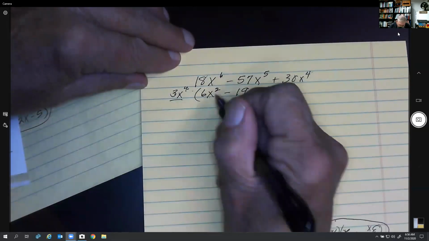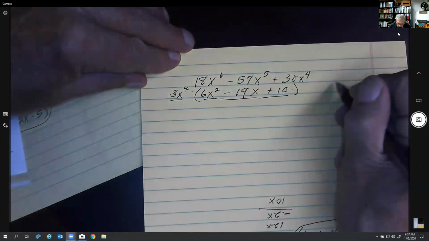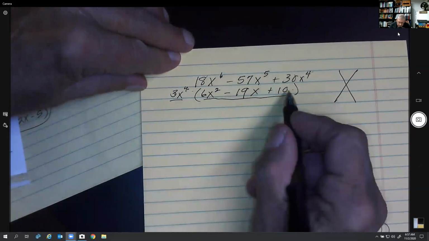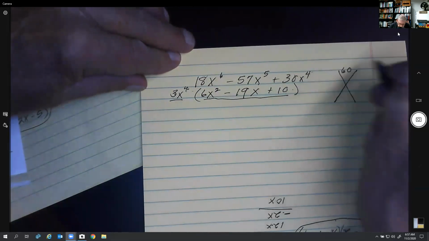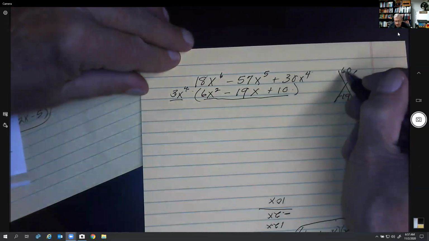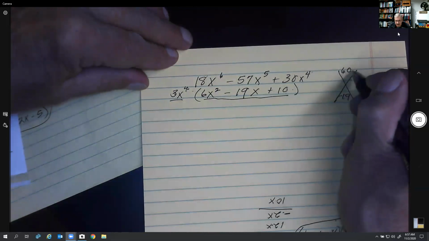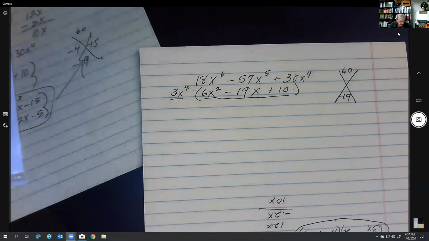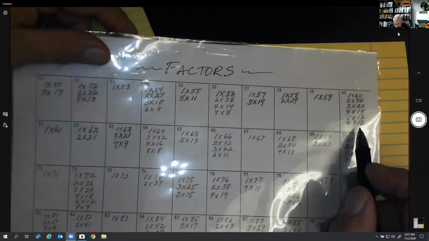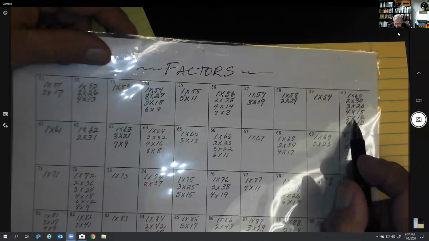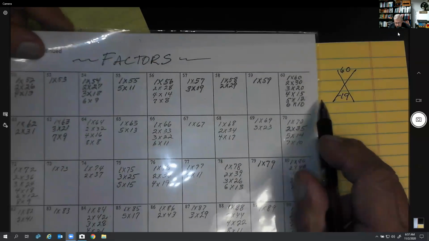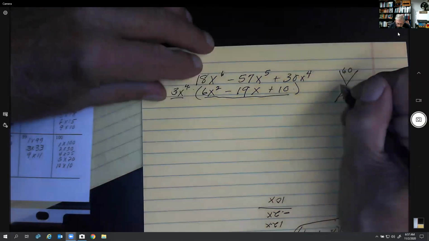Now I'm going to see if I can factor this down. All right, so I'm going to write my X box. I'm going to multiply 6 times 10, 60. And I'm going to put a negative 19 here. Now, see how this is a 60, this is positive. So that means I'm adding these two factors. So let's look at 60, see what kind of factors we might get that would add up to 19. 6 and 10, 16. 5 and 12, 17. 4 and 15, 19. Okay, 4 and 15.